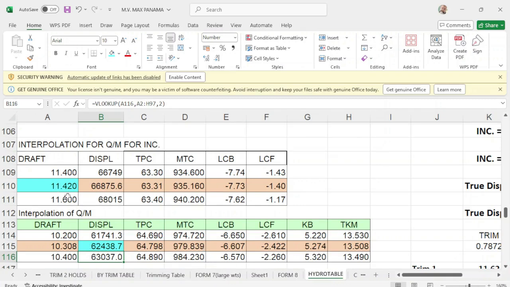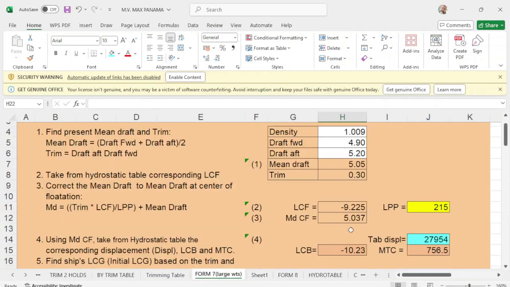Or you can go to the hydrostatic table, then you put a draft of 5.05, and your LCF is, I got here, negative 9.23, and what we have is 9.225. So it's already run up in the Excel.